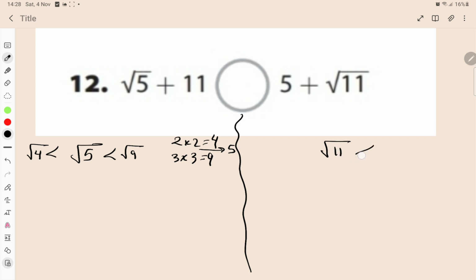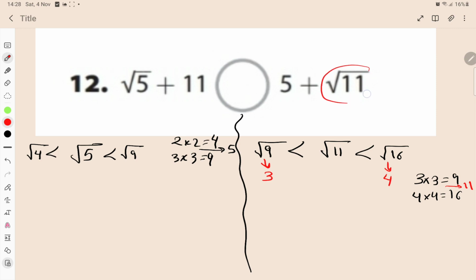Root 11. You also have an upper estimate and a lower estimate. 3 times 3 is 9. 4 times 4 is 16. So the 11 is in between the 9 and the 16. The upper estimate is root 16. The lower estimate is root 9. Root 16 is 4. Root 9 is 3. We are estimating root 11 and root 5. Root 9 here is 3. Root 4 here is 2.